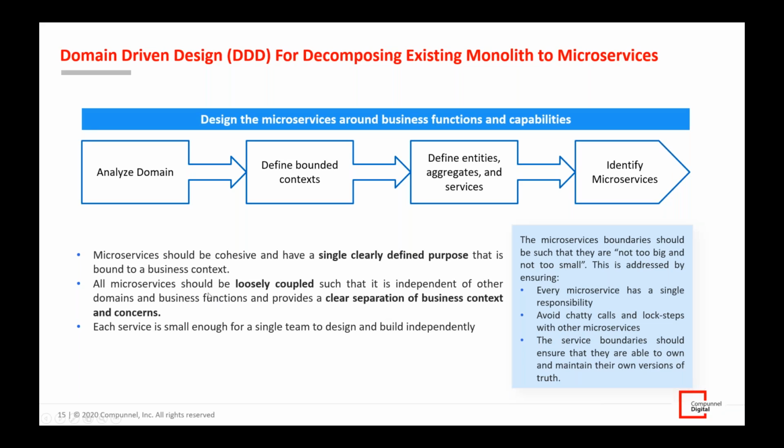And of course, as we already talked about, all microservices should be loosely coupled, such that each is independent of other domains and business functions, and provides a clear separation of business context. For example, payment is a big module. You can still divide it further into nano services. That's not a problem, but the intent is that payment is going to be one of your microservices.